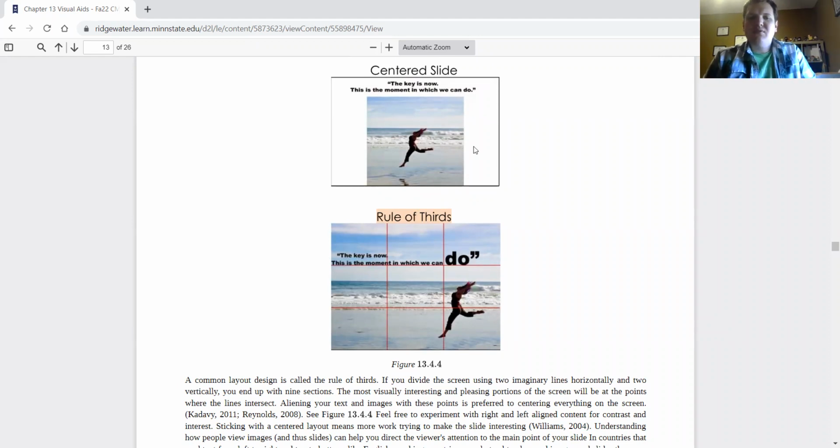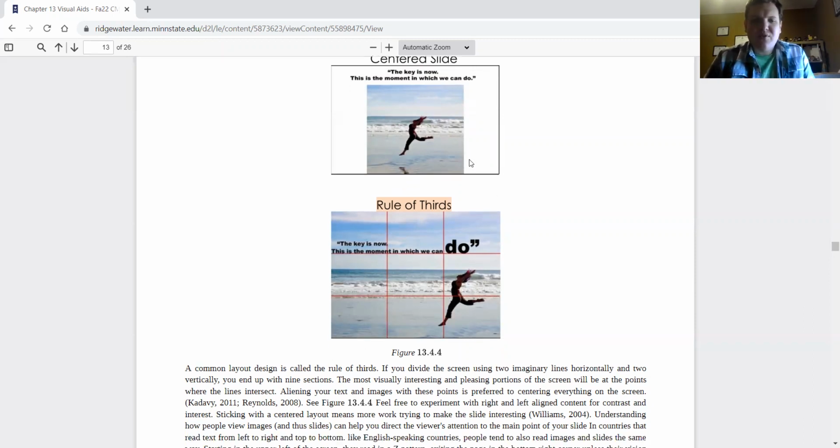So again, looking at these, you get rid of the red bars here, right? The red bars are just to demonstrate the rule of thirds, to show that the words are on the top third and the person's on the right third. So you get rid of these red bars. But again, two different ways of presenting the same information. What works well for your audience and for your situation? Those are things to think about.